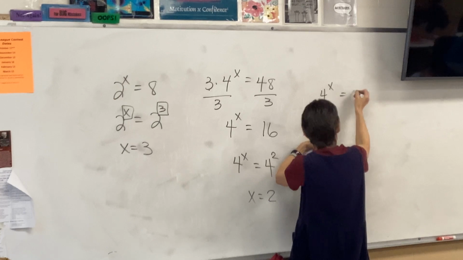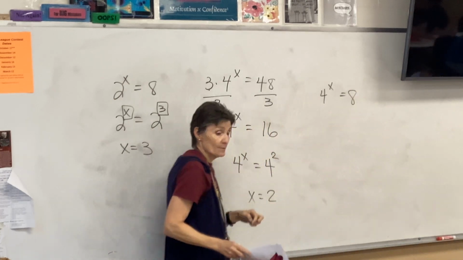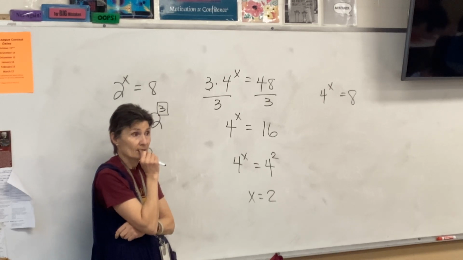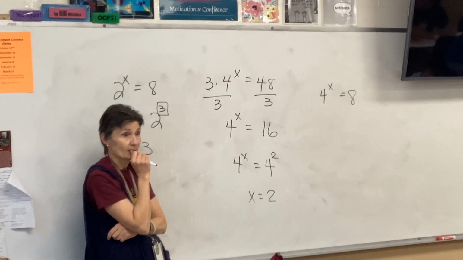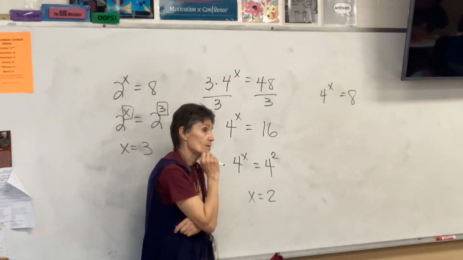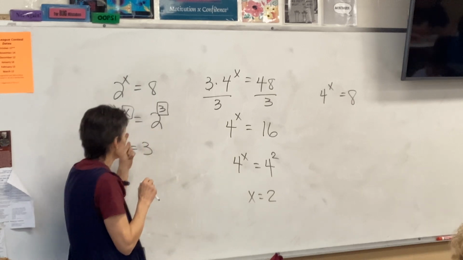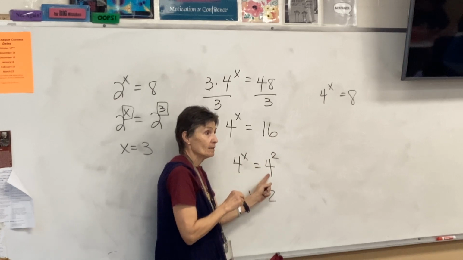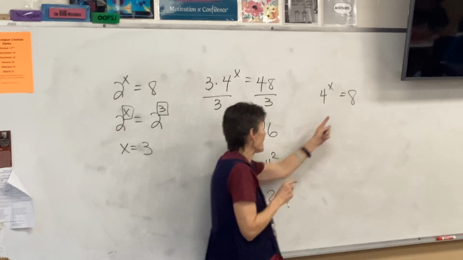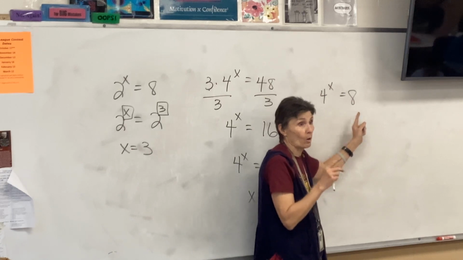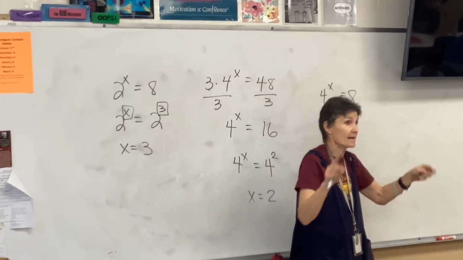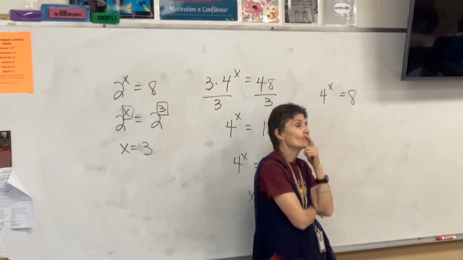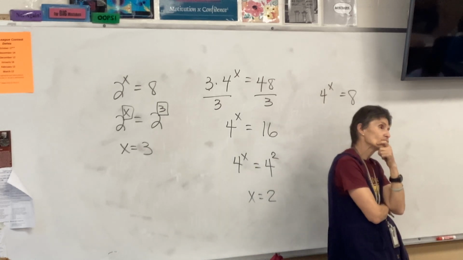4 to the x equals, ooh, this one's a little tricky. Like when we got right here, 16 was a power of 4, right? 8 is not a power of 4. 8 is not 4 to the first, 4 to the second, 4 to the third. Jack, did you have an idea? 3 over 2. How did you do that, Jack?